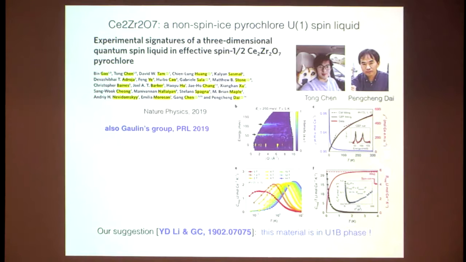On top of that, there can be a point group symmetry enrichment. So it's called an octupolar U1 spin liquid, octupolar U1B spin liquid. This is one suggestion. This is not a firm statement. Based on very limited results of thermodynamics, we suggest it's likely to be a U1B phase with pi flux.